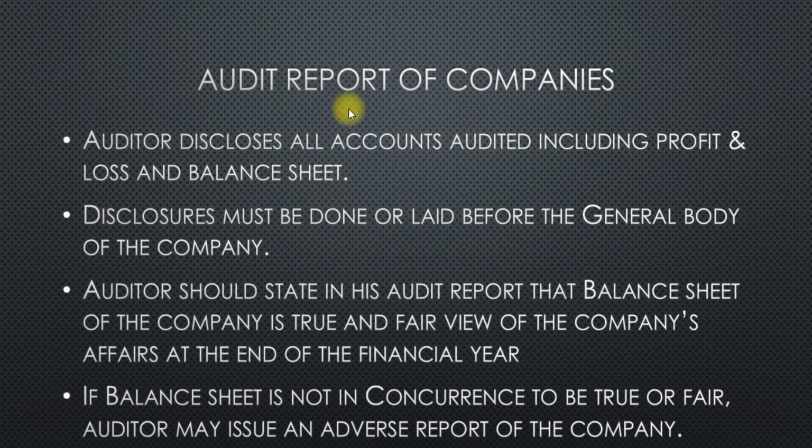So in the audit reports of companies, the auditor discloses all accounts audited, including profit and loss account and balance sheet. It must be laid before the general body of the company. He should state in his audit report that the balance sheet of the company is true and fair. If the balance sheet is not found to be true or fair, the auditor may issue an adverse report on the company. So this completes drafting the auditor's report.